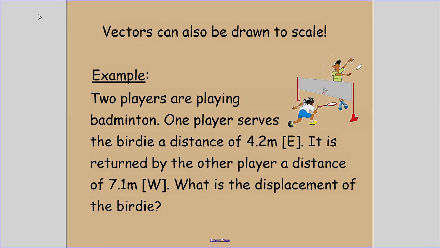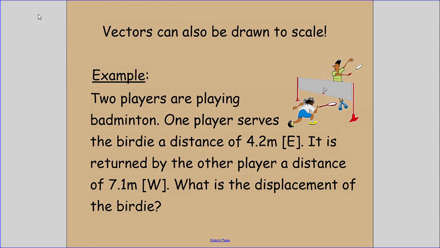Now, vectors can also be drawn to scale, and if you have a ruler, I would encourage you to try this out and see how close you are to calculating it. As well, I do have rulers in my room that you're welcome to use, and we'll just have to make sure that we take care of those.